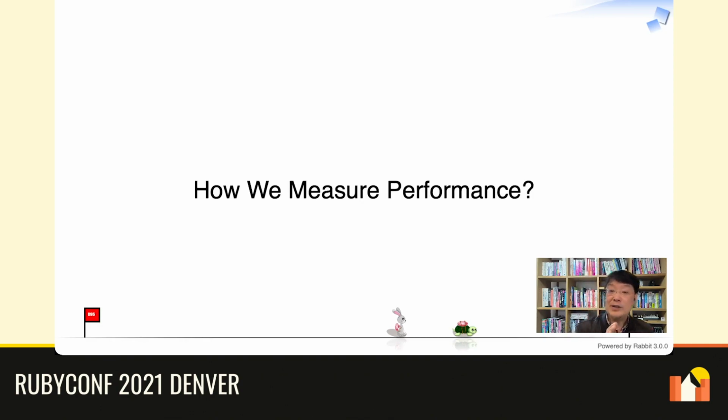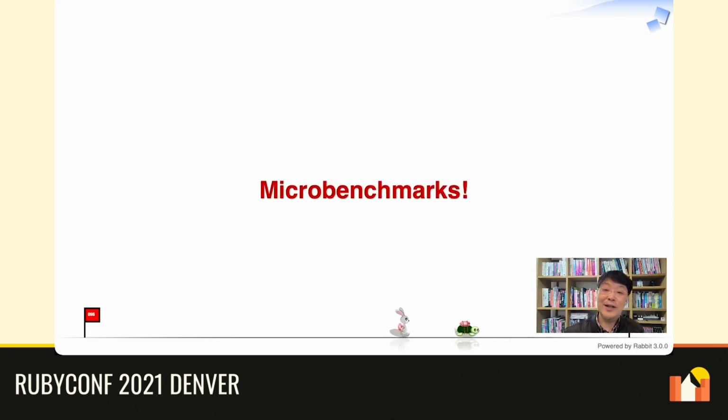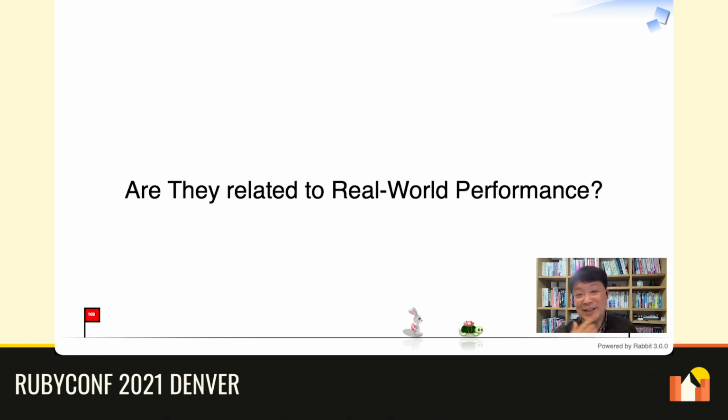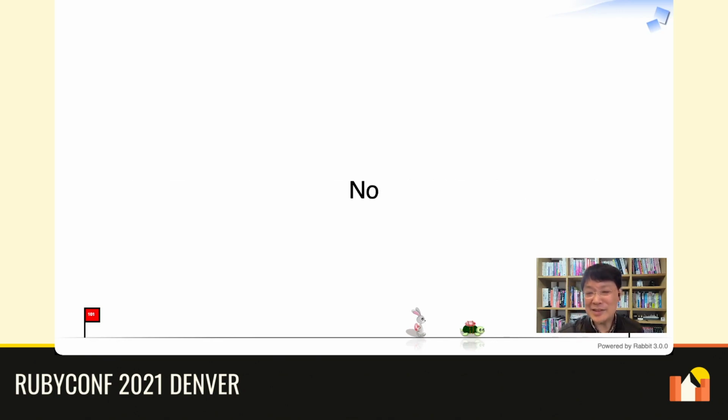And despite those many usages, how do we measure performance, when we talk about the performance of a language? Actually by micro benchmarks, like calculating factorial numbers or Fibonacci numbers or word counting from big text data or something like that. Are they related to real world performance? I don't think so.